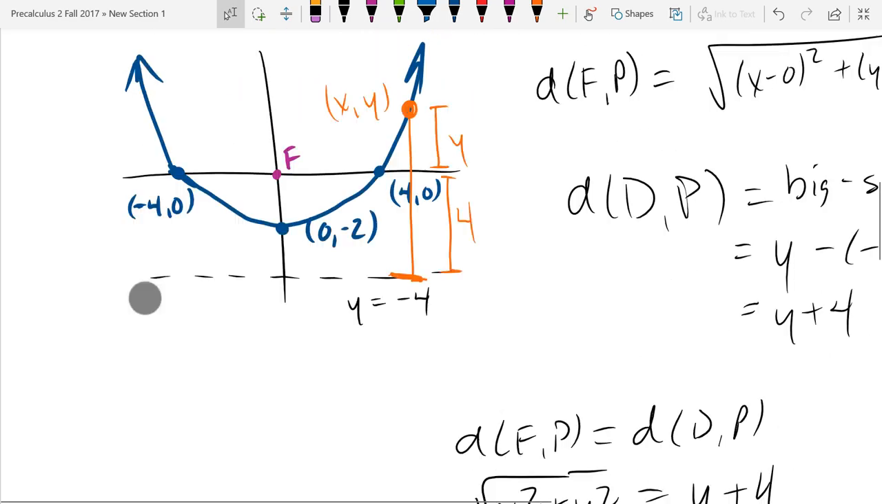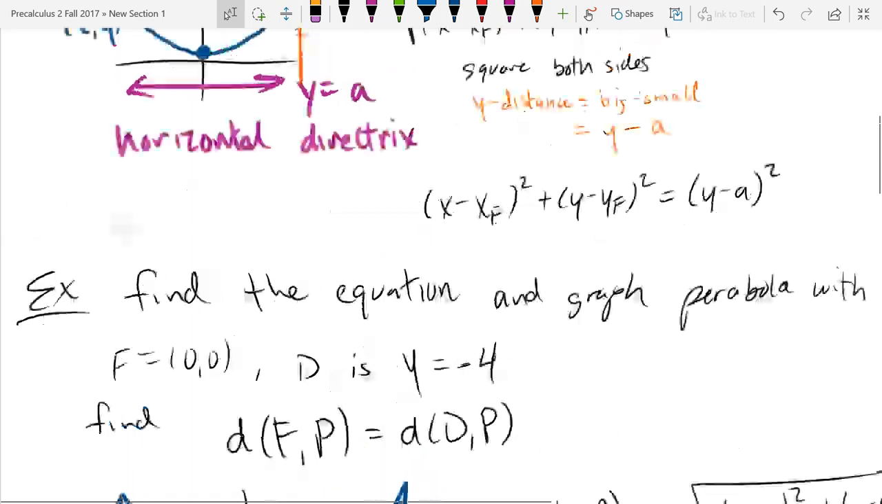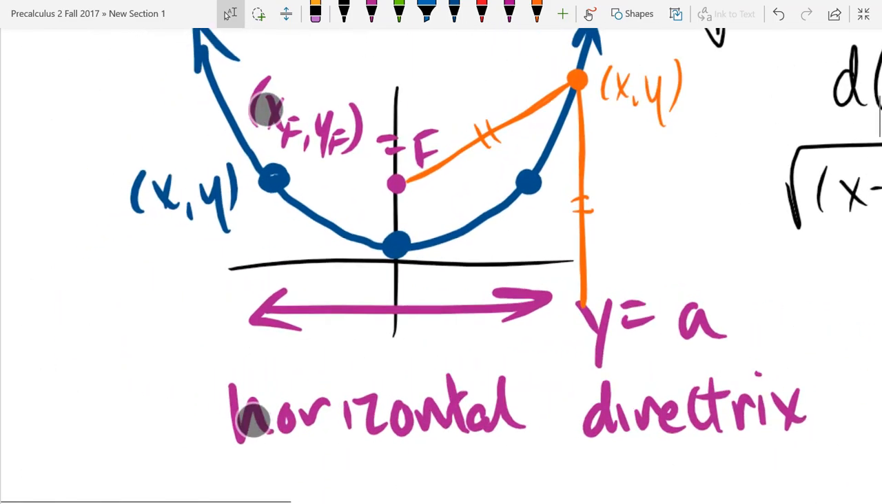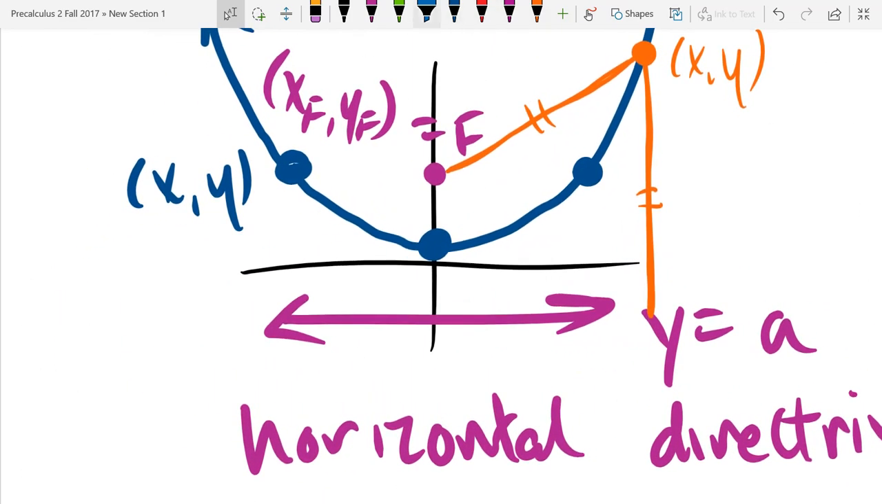So there is a special name for the easiest point on the graph to draw. Zero, zero. Well, it won't always be 0, 0. But what is the name of this special point right at the bottom here? We have a special name for that point. Perfect. So that's called our vertex right there. It's the point directly between focus and directrix. It's the easiest point to graph.